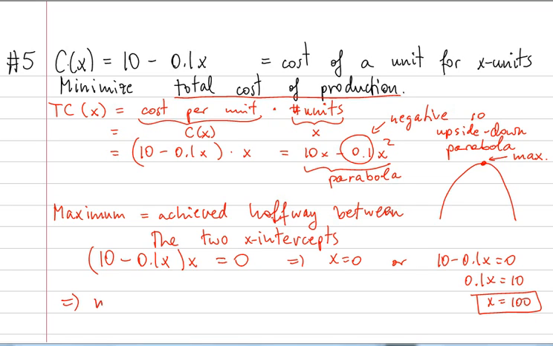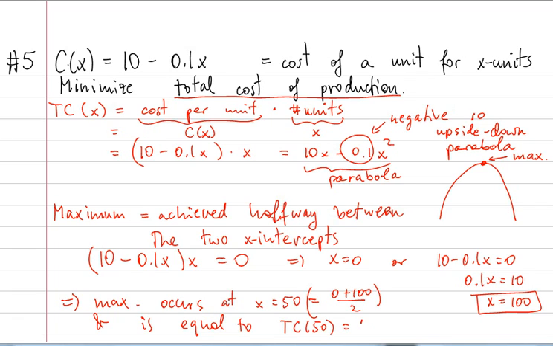So maximum occurs at x equals 50 because that's halfway between 0 and 100. So 0 plus 100 over 2. We plug in this number in the function to get what it is. So total cost of 50 units is 50 times 10 minus 0.1 times 50. So 50 times 5, 250.